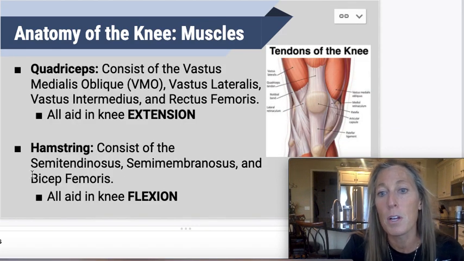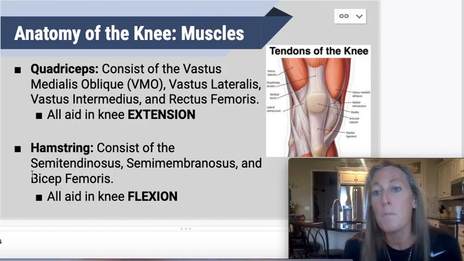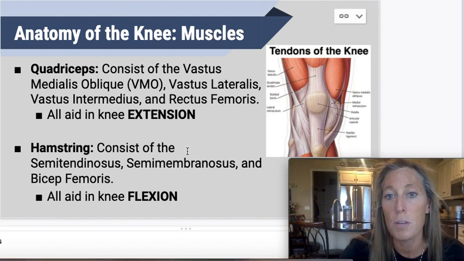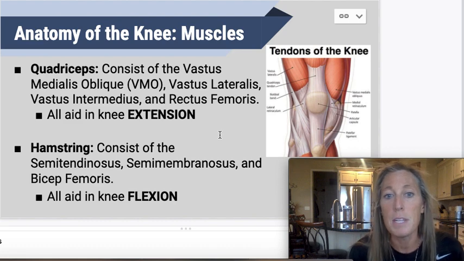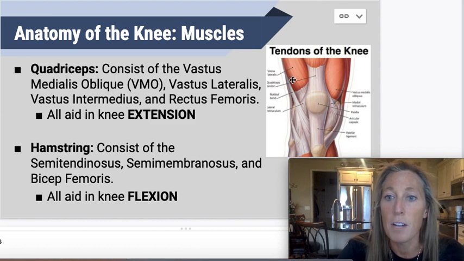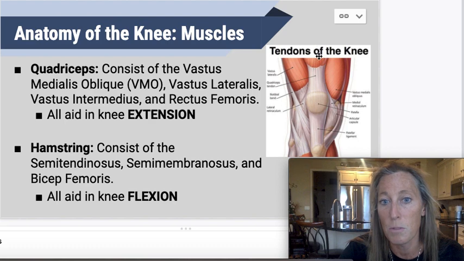Next thing we'll talk about are the muscles. The two main muscles that we'll talk about on the upper leg are the quadriceps. The quadriceps consists of the vastus medialis oblique. We call that the VMO. This muscle right here. The next one is vastus lateralis, which is on the lateral side. And then we have the vastus intermedialis, which will be right here.